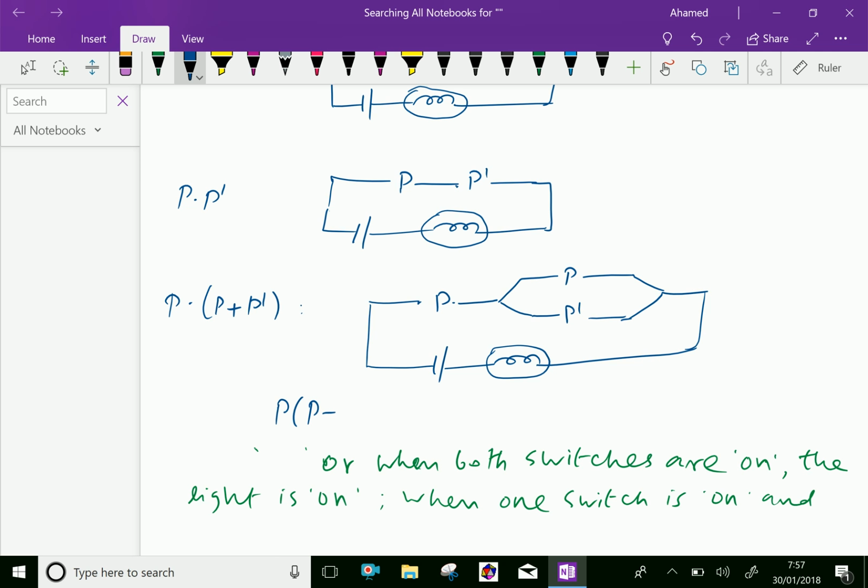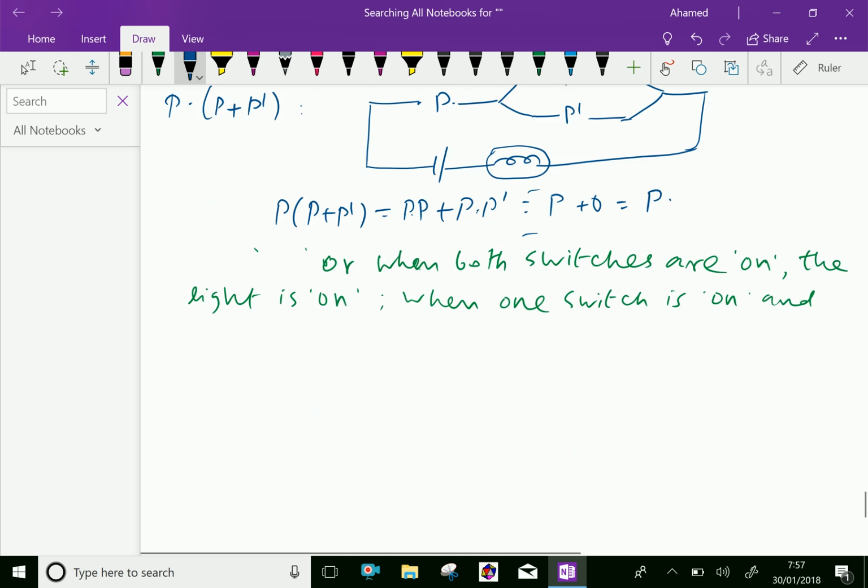Here we can write for this: P into P plus P dash is equal to P into P plus P into P dash, which is equal to P, since P into P is P and P into P dash is 0, which is equal to P. Now let us do one more example.